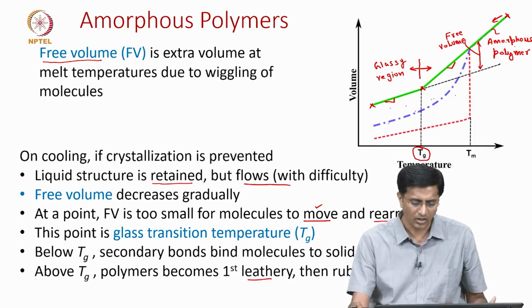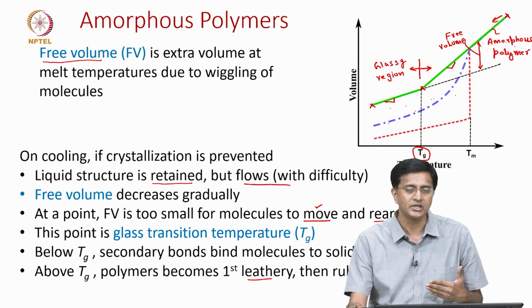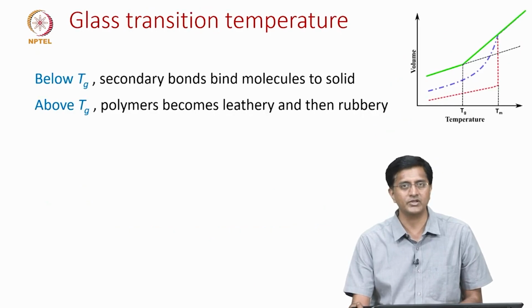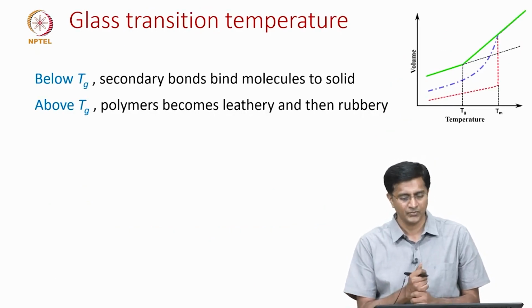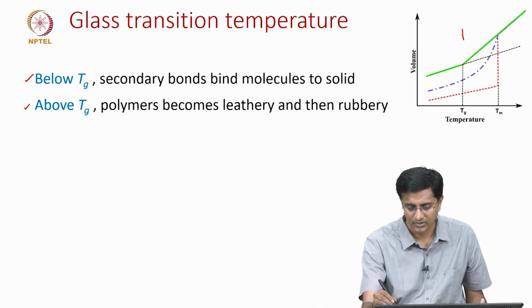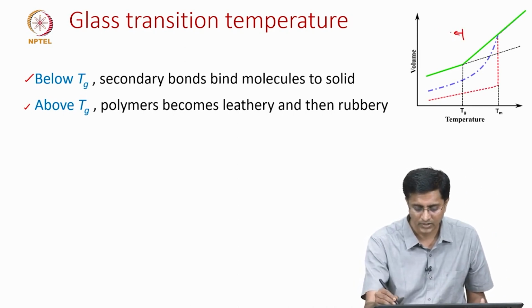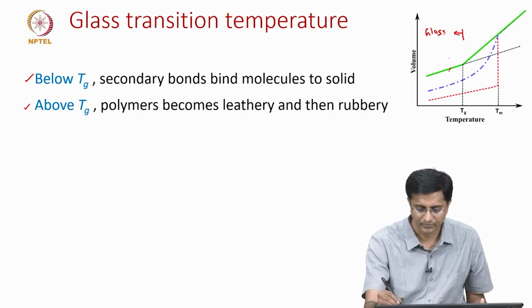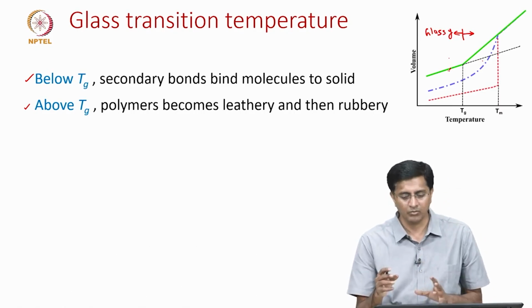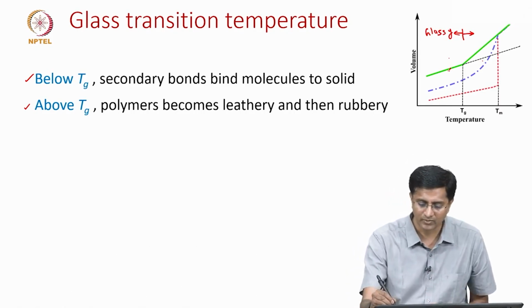Now, let us see how this glass transition temperature is important in choosing the kind of polymers for a particular application and how it affects the mechanical properties. In the previous slide we already mentioned what happens below Tg and above Tg, saying that below Tg it is in the glassy state and above Tg is when most polymers behave as hard plastics.